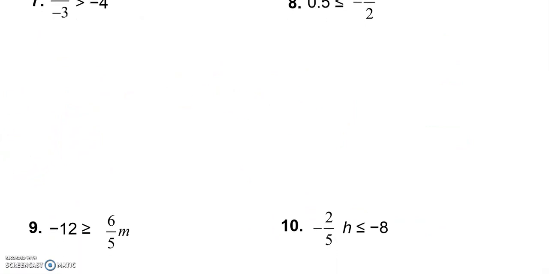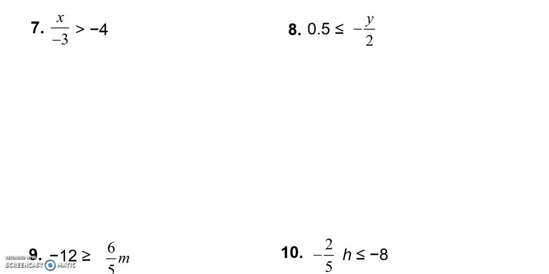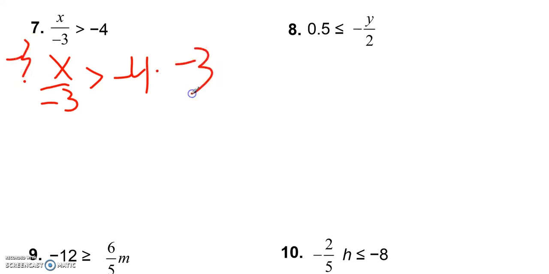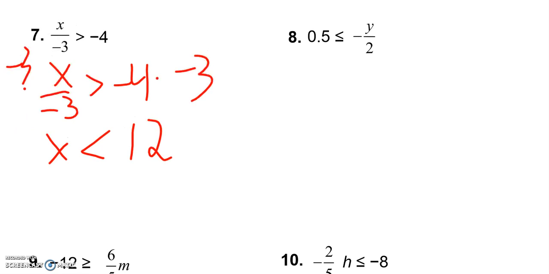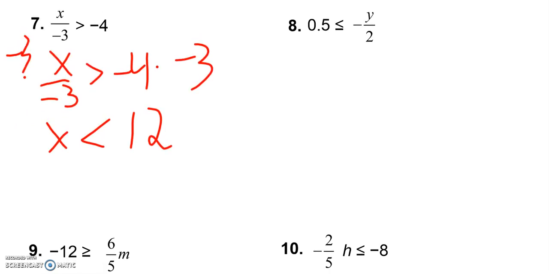So I'm going to do 2 of these, and you can do the other ones. Multiply by negative 3, multiply by negative 3. We have x, switch because we multiplied by a negative number, and then 12. And then you can graph those on your own if you would like.